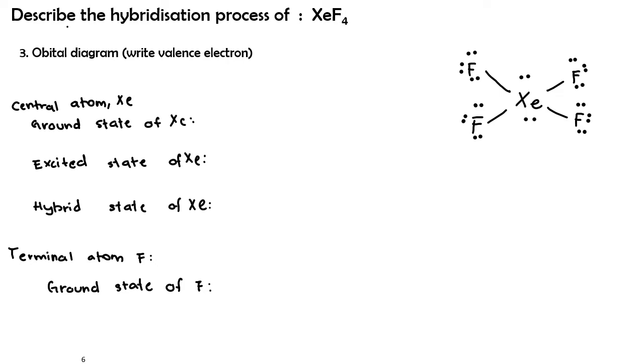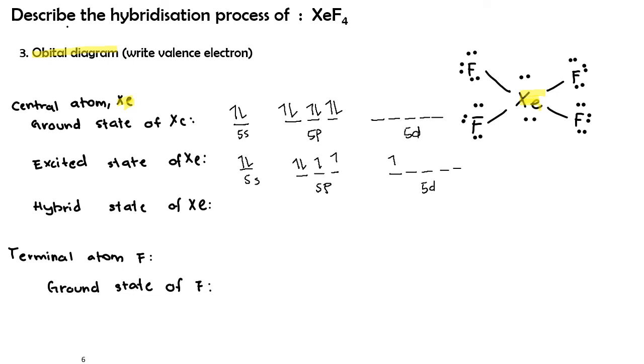So next is you need to write the orbital diagram, and you just need to focus on the central atom, which is xenon. For the ground state of xenon, you have 8 valence electrons, and it will be 5s2 and 5p6. And you can see from the Lewis structure, you will have 4 sigma bonds, and then you will need to have 2 lone pairs.